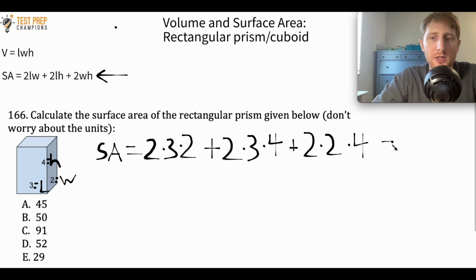So if we put all this into our calculator, we'll see that 52 is the correct answer. So D is the right answer here.